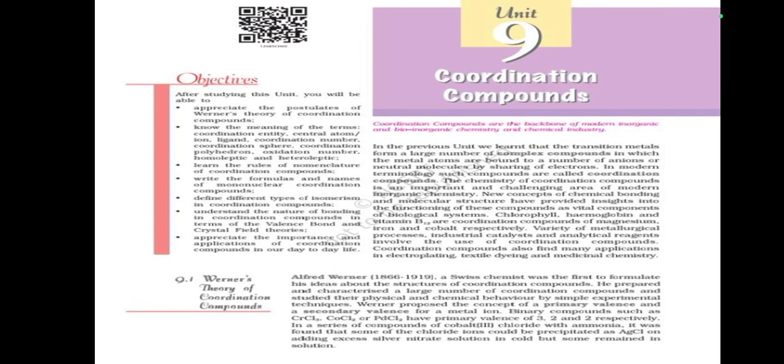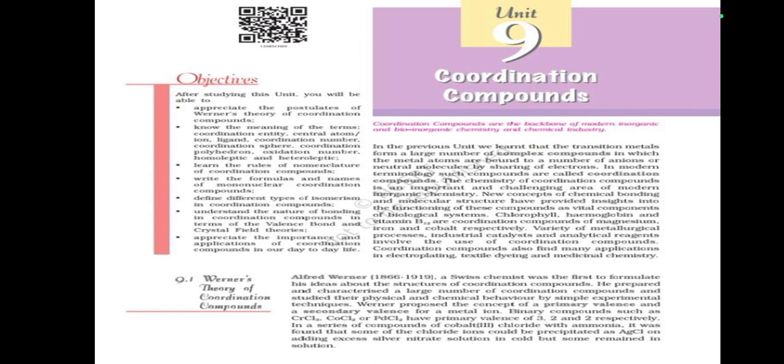In the previous unit, we learned that the transition metals form a large number of complex compounds in which the metal atoms are bound to a number of anions or neutral molecules by sharing of electrons. In modern terminology, such compounds are called coordination compounds. The chemistry of coordination compounds is an important and challenging area of modern inorganic chemistry.